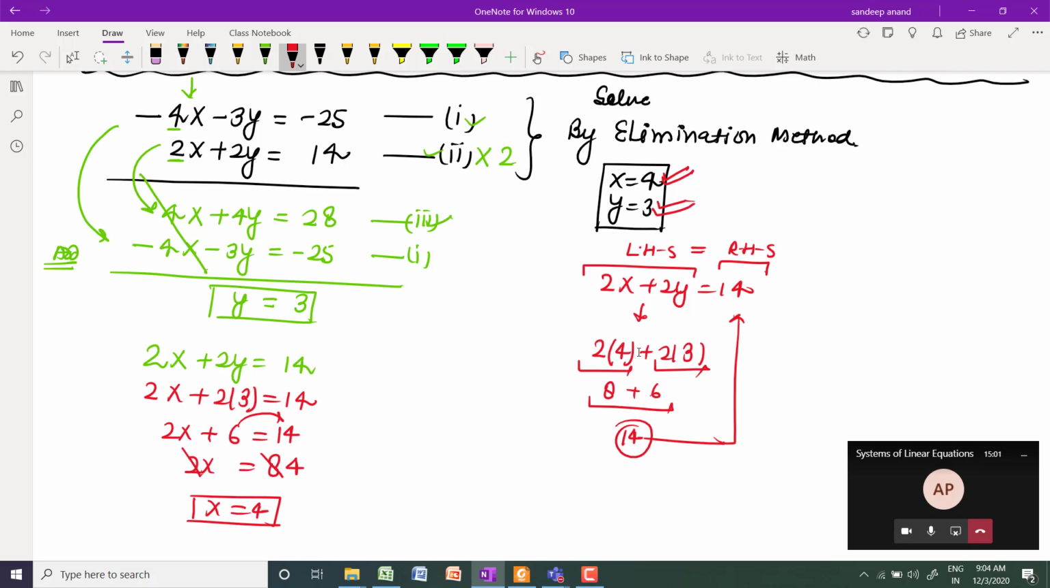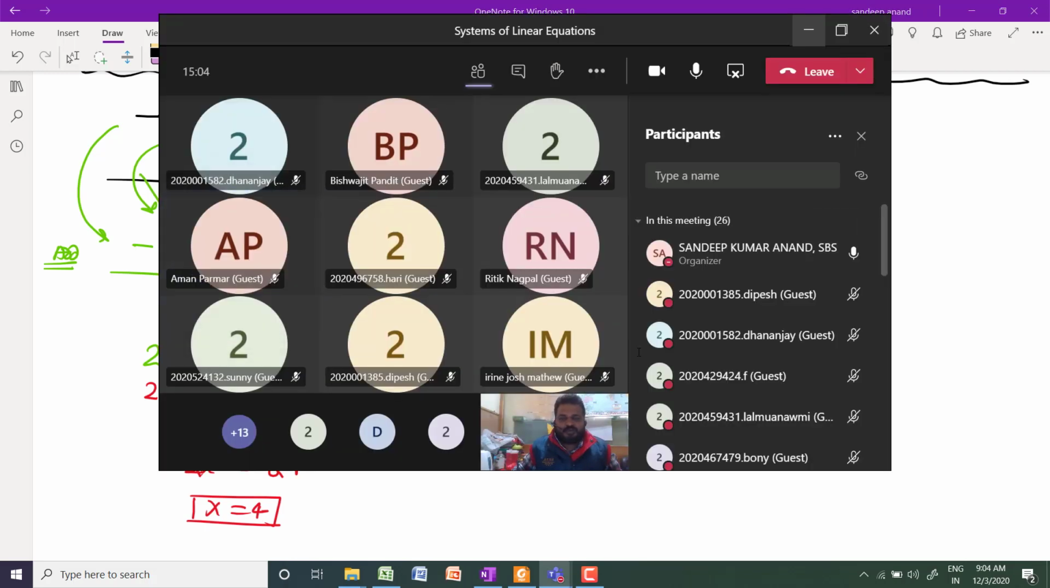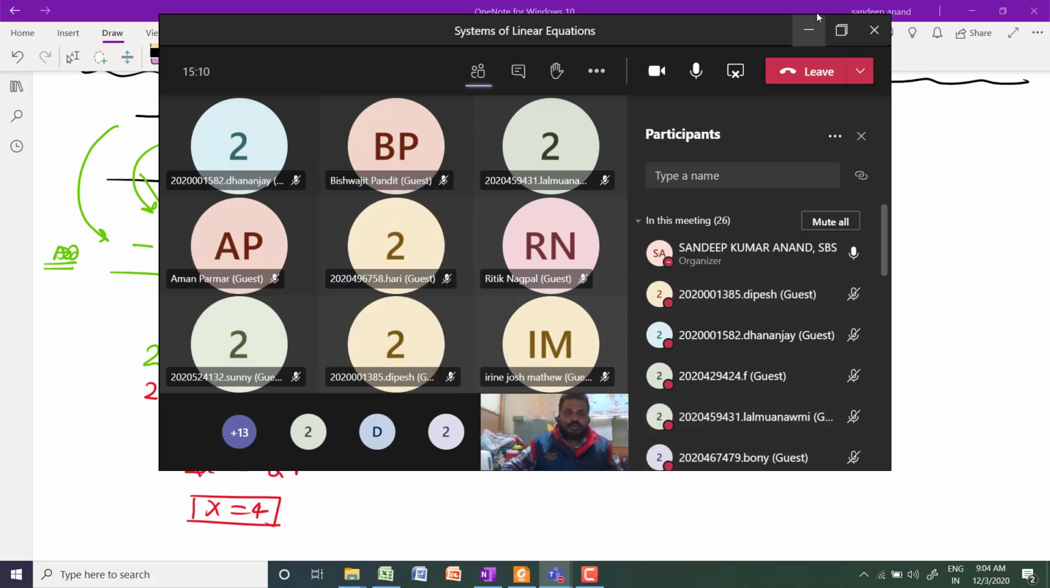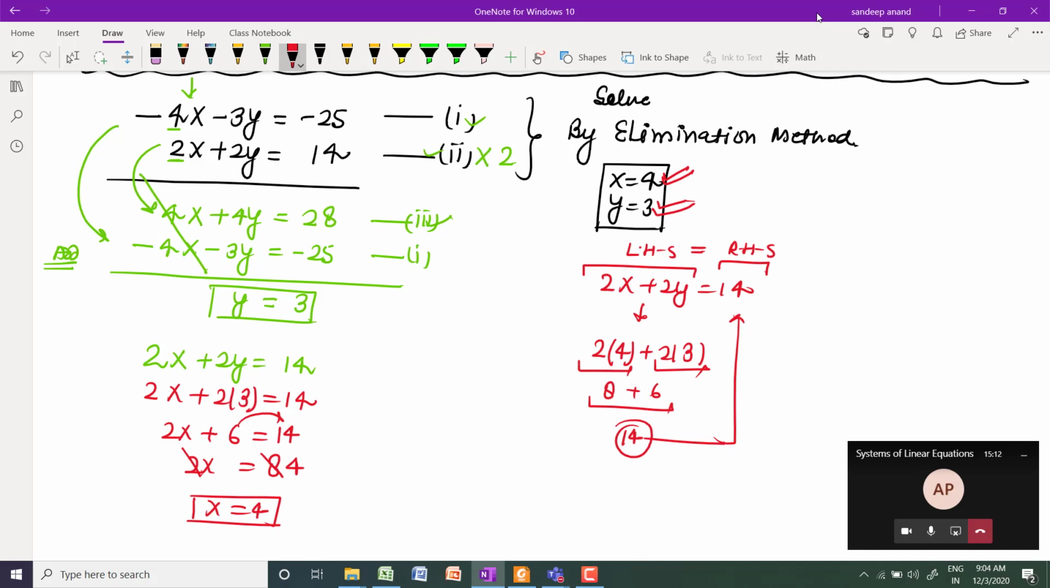I hope this elimination method is very much clear to everyone. Please give response to me. Yes or no? Yes, sir. Okay, so there is no doubt, no confusion. Yes, sir.